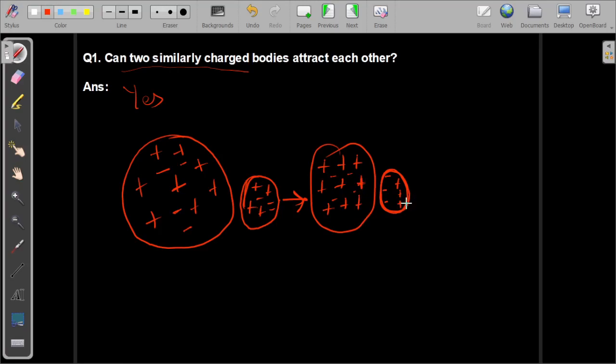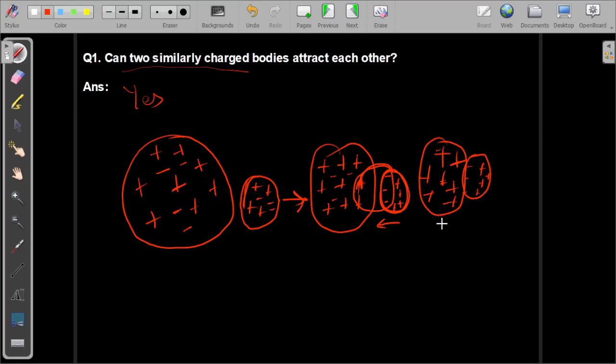Okay. These positive charges will come to this side and the negative charges will come to this side. As a result, what will happen? These positive charges and the negative charges will be attracted by each other. So due to that, this body will be dragged by the bigger one, and it will be like minus minus minus plus plus plus plus. This will be dragged. Okay, they will be attracted.